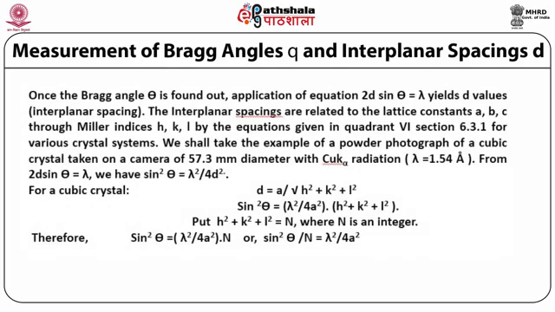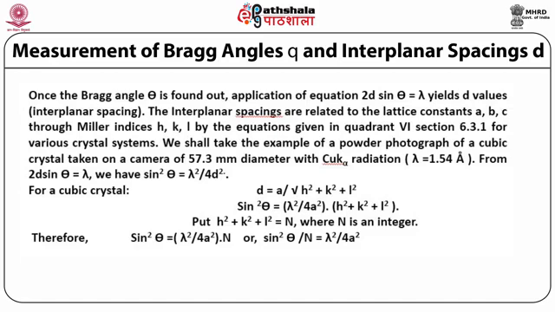Once the Bragg angle theta is found out, application of equation 2d sin theta equal to lambda yields d values, that is the interplanar spacing. The interplanar spacings are related to the lattice constants a, b, c through Miller indices hkl by the equations given in Module 6, Section 6.3.1 for various crystal systems.